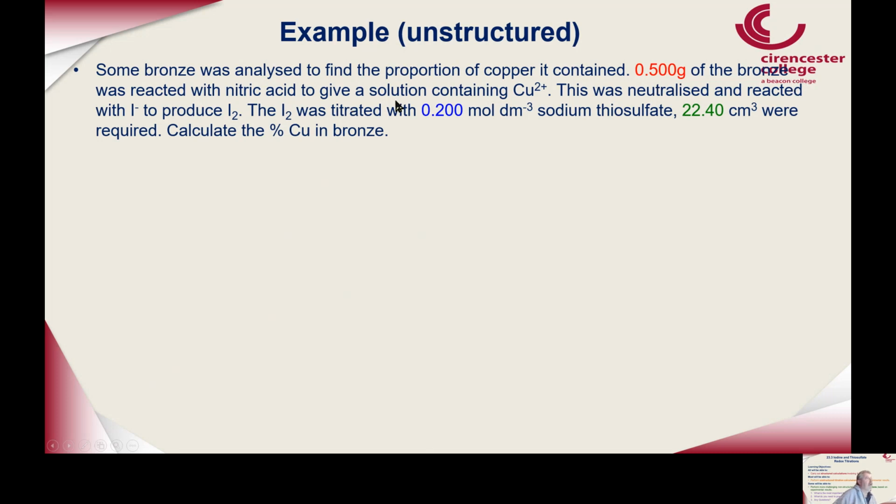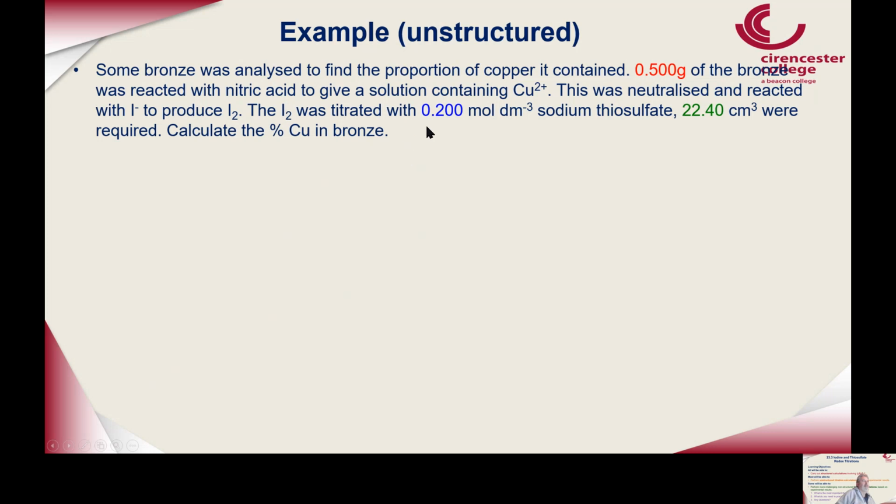React with nitric acid, and we get a solution which has got copper 2+ in it. And all that copper 2+ has come from however much copper is in the alloy. It's neutralized and reacted with iodide to produce iodine. The iodine was titrated with 0.2 mole of thiosulfate, 22.4 centimeters cubed of which were required. Calculate the percentage copper in bronze. So this is quite a multi-step thing that we have to work through.